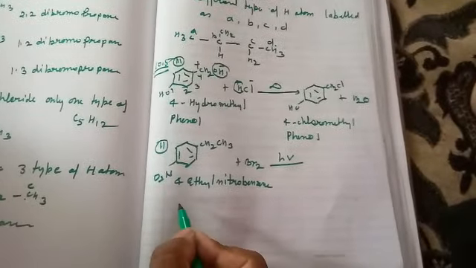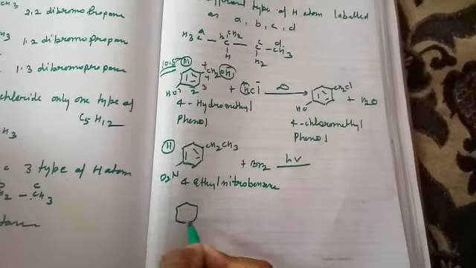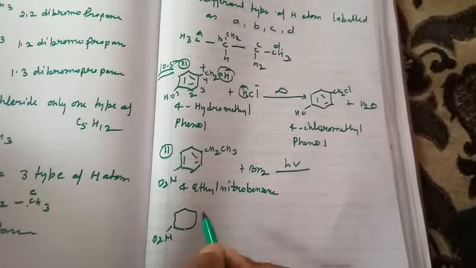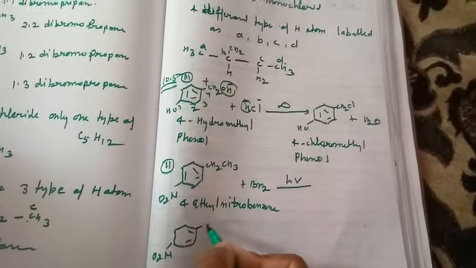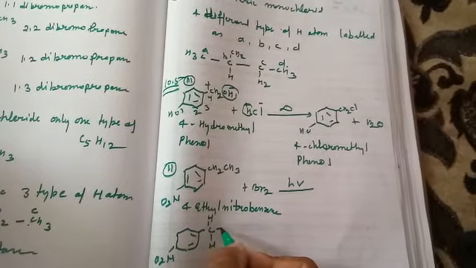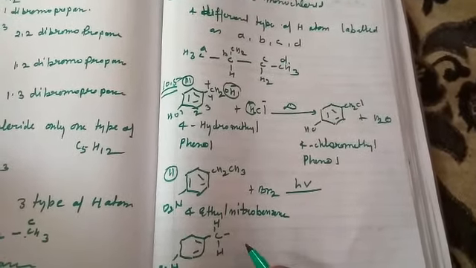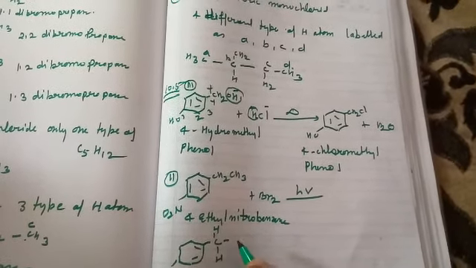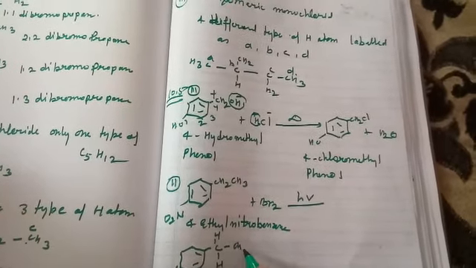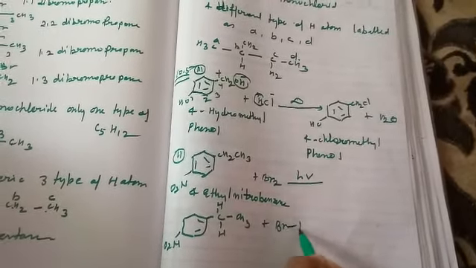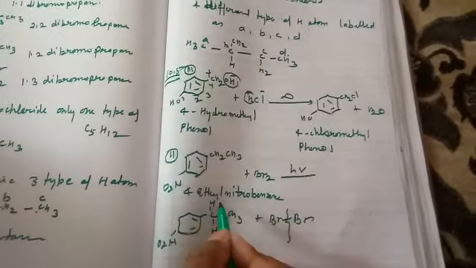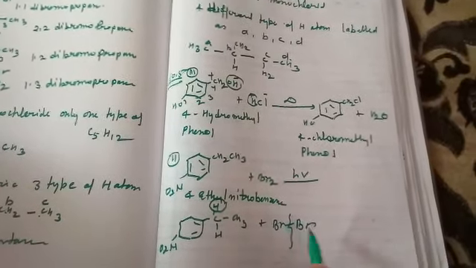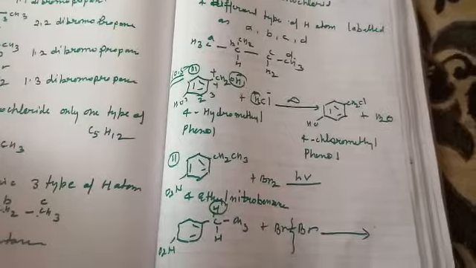Students, look at this. Open the ring: O2N, and this one double bonded, CH and CH, and last CH3. Focus on this. The reaction with Br2: the Br-Br bond breaks down and we get free radicals in the presence of UV light. Then one hydrogen is removed. Then we finally get the product.